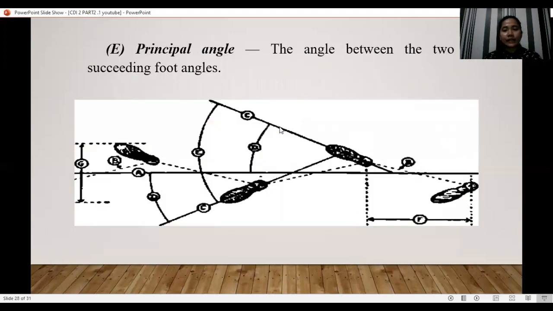So, next we have the principal angle. When we say principal angle, it is the angle between the two succeeding foot angles, from left foot to right foot. So, pagsamahin lang yan, yung distance nila, may curve. Ito yung tinatawag natin na principal angle, yung angle between the left foot and the right foot.